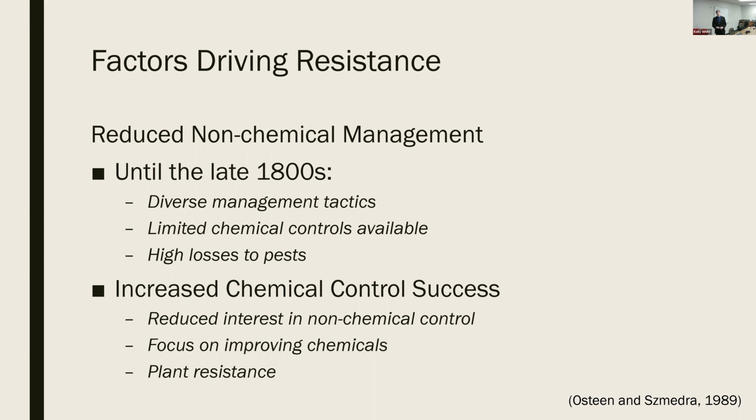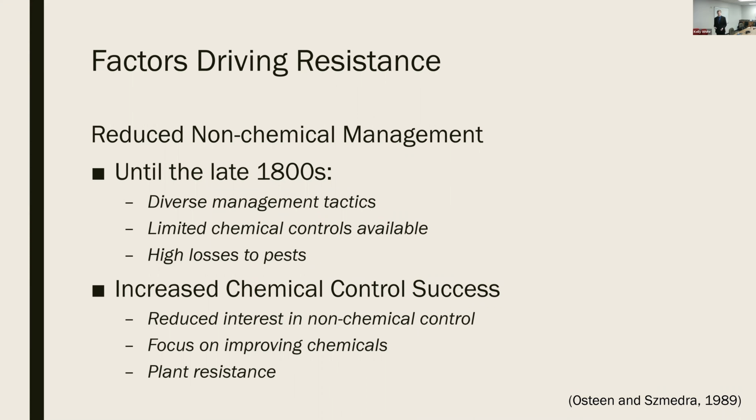There are a number of factors that have driven this quick development of resistance. The first of these is really the reduced use of non-chemical management tactics after the initial success of these chemical controls. So up until the late 1800s, there were a number of diverse management tactics that were utilized for insect control. These included crop rotation, residue destruction, other types of biological controls, various aspects that used those insects' biology against them to help in managing the damage that they cause. And this was largely due to the fact that there were limited chemical controls available at this time. And as a result of this, there were also high losses to pests observed in these time periods.